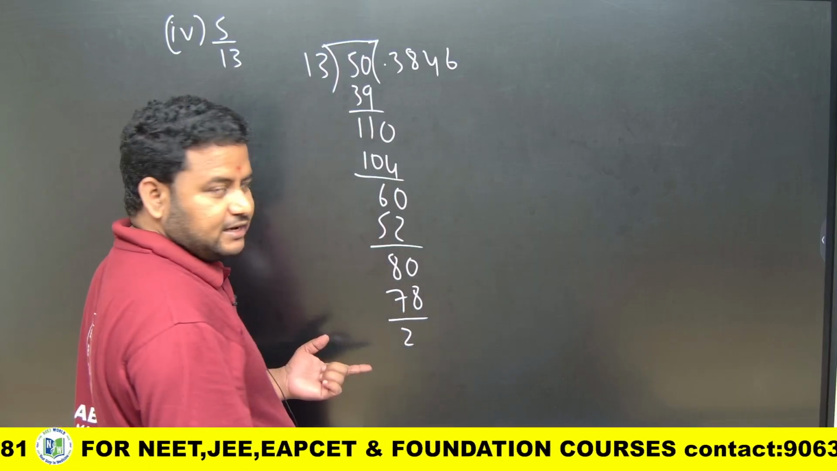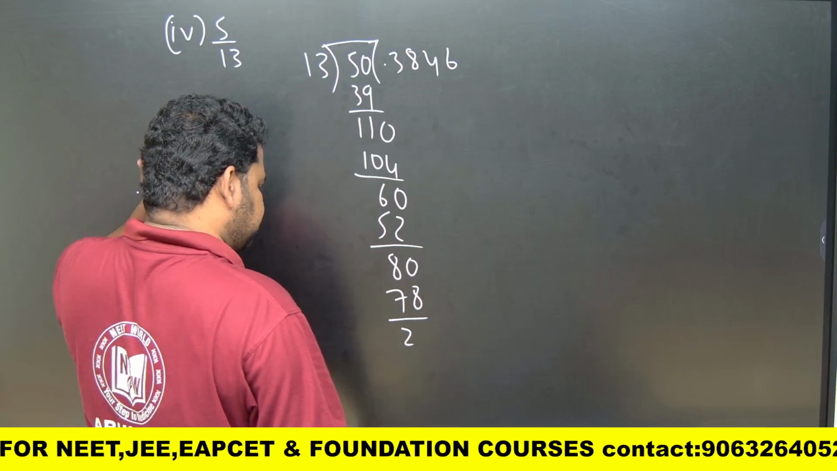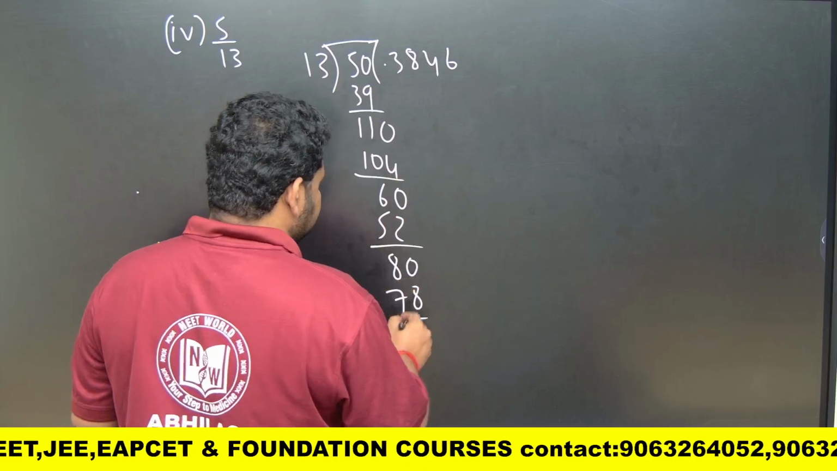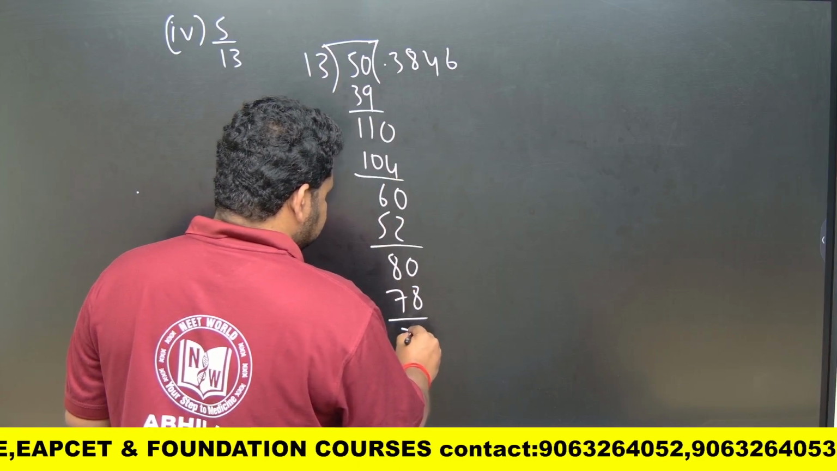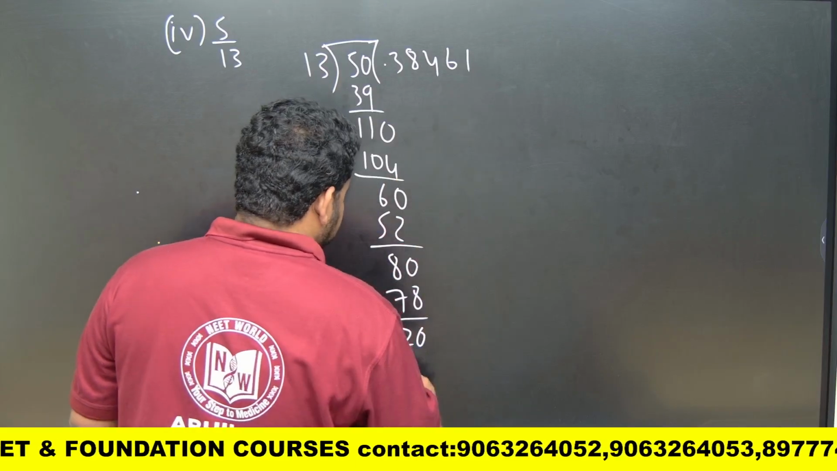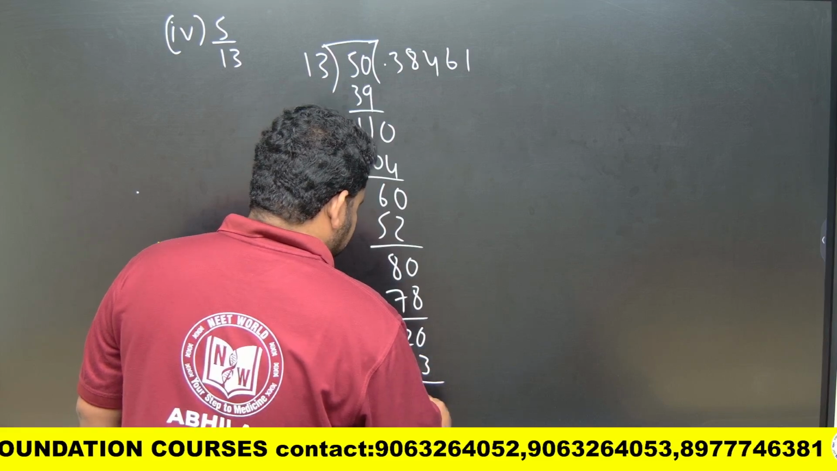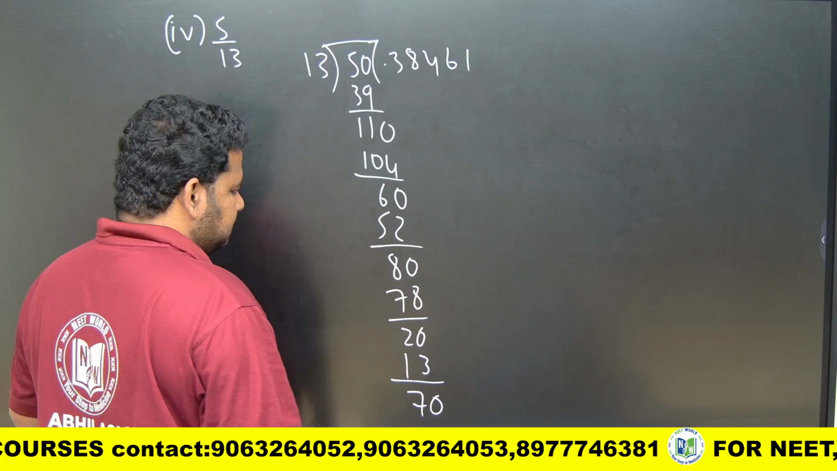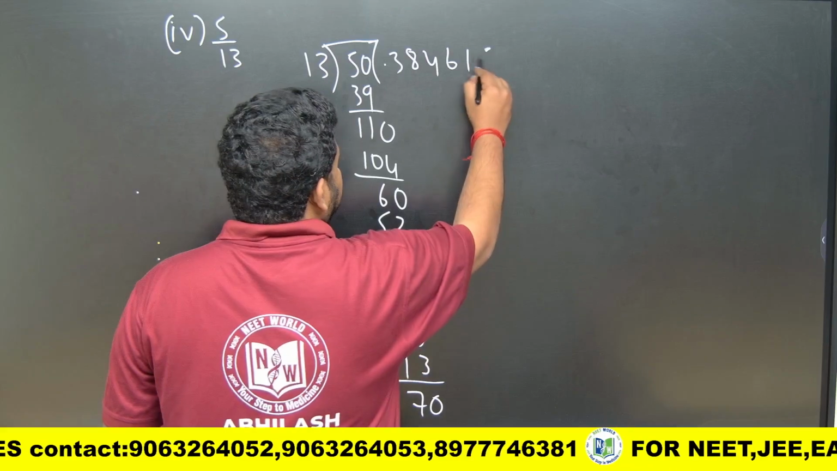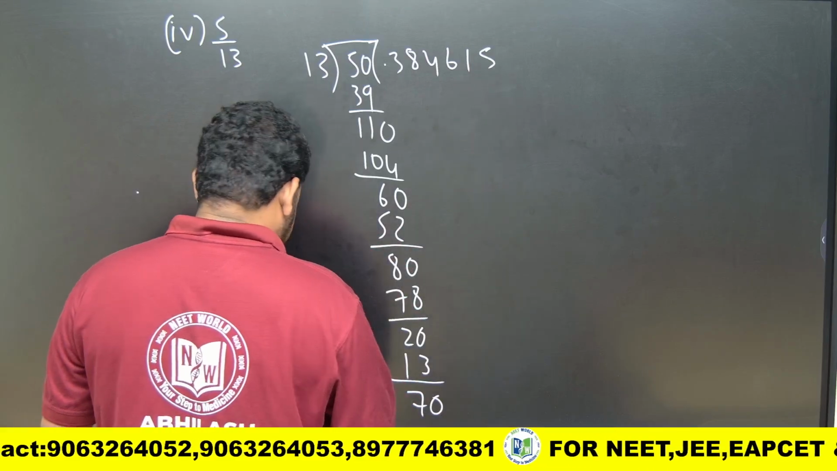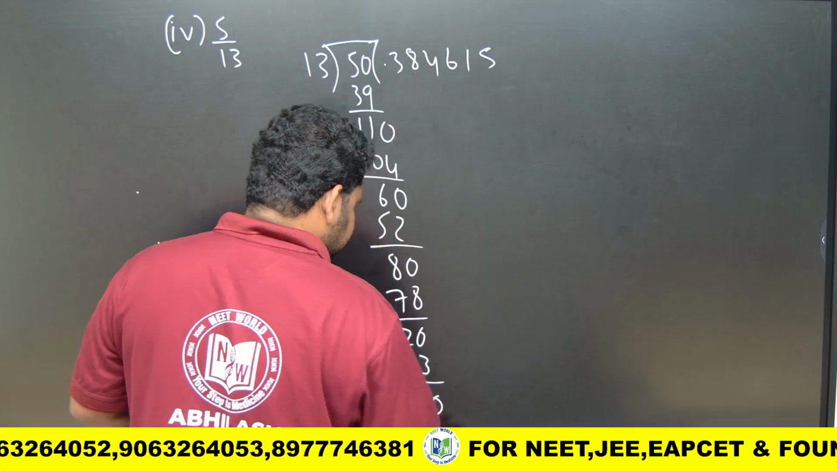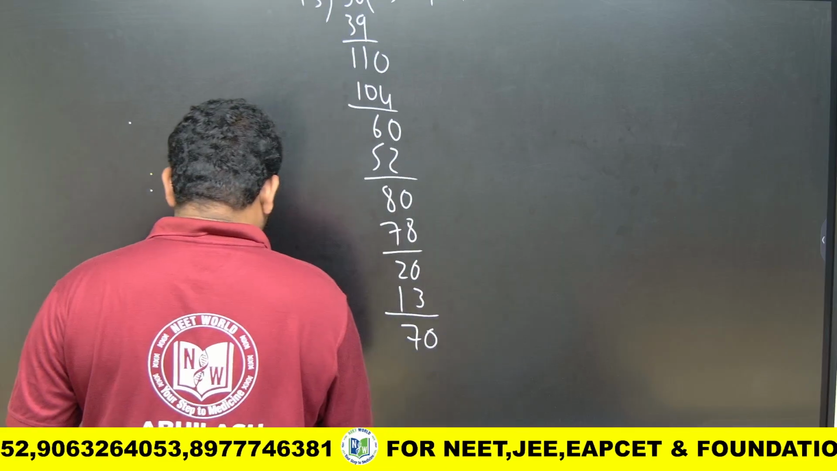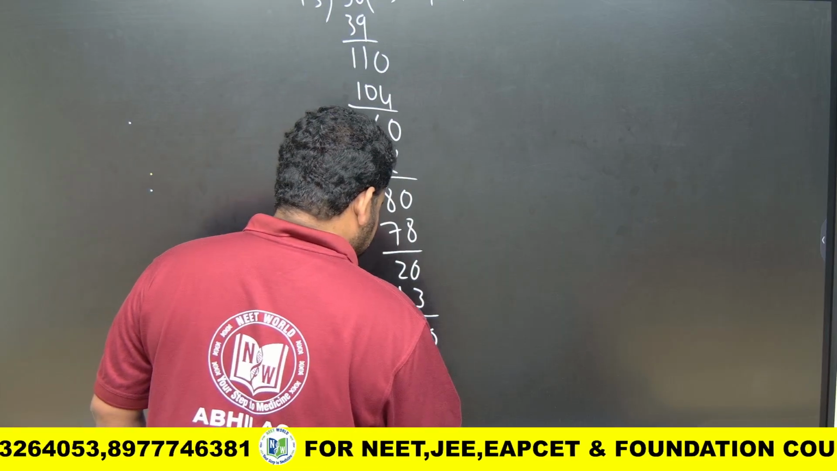Again, I'll get 2 means the remainder will be 2. I should put 0. So 13 1s are 13. I'll get 7. Okay, I'll put 0. What will I get? 13 5s are 65. Again I'll get 5.